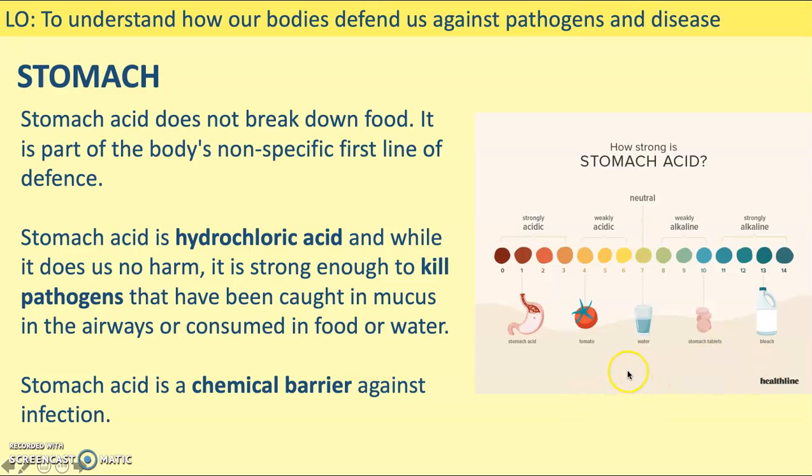Now I've popped this here. This is a pH scale, and we have really strong acids at this side and really strong alkalines this side, and then we've got neutral in the middle. So you can see stomach acid is a very strong acid.